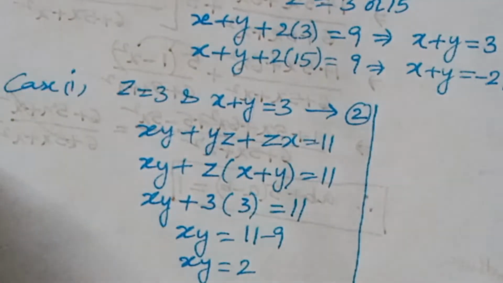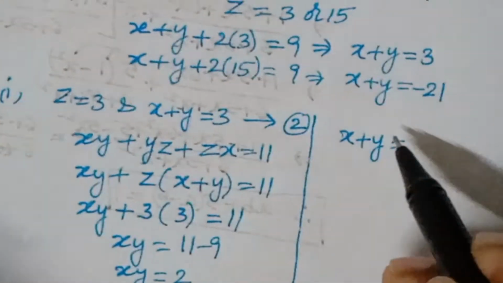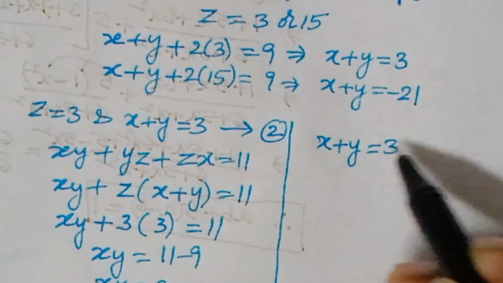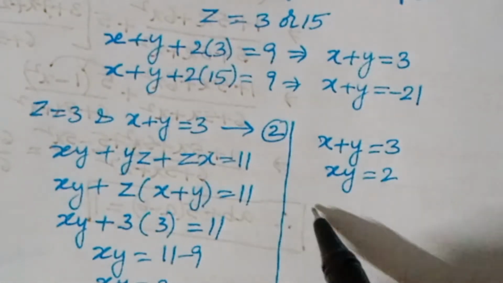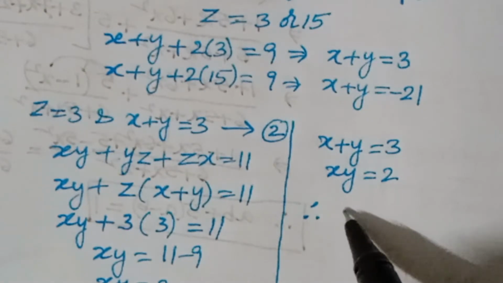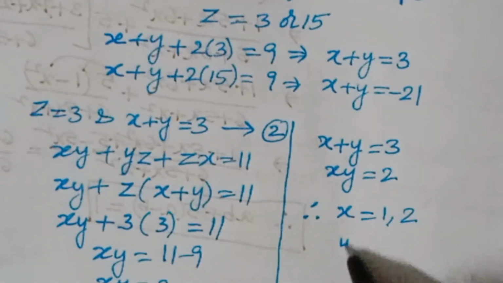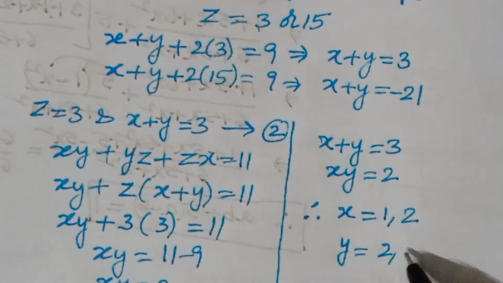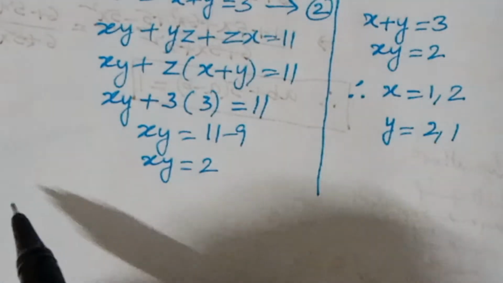So here we have to solve this: x + y = 3 and xy = 2. Therefore, the possible values of x are 1, 2 and the possible values of y are 2, 1. So this is case 1.